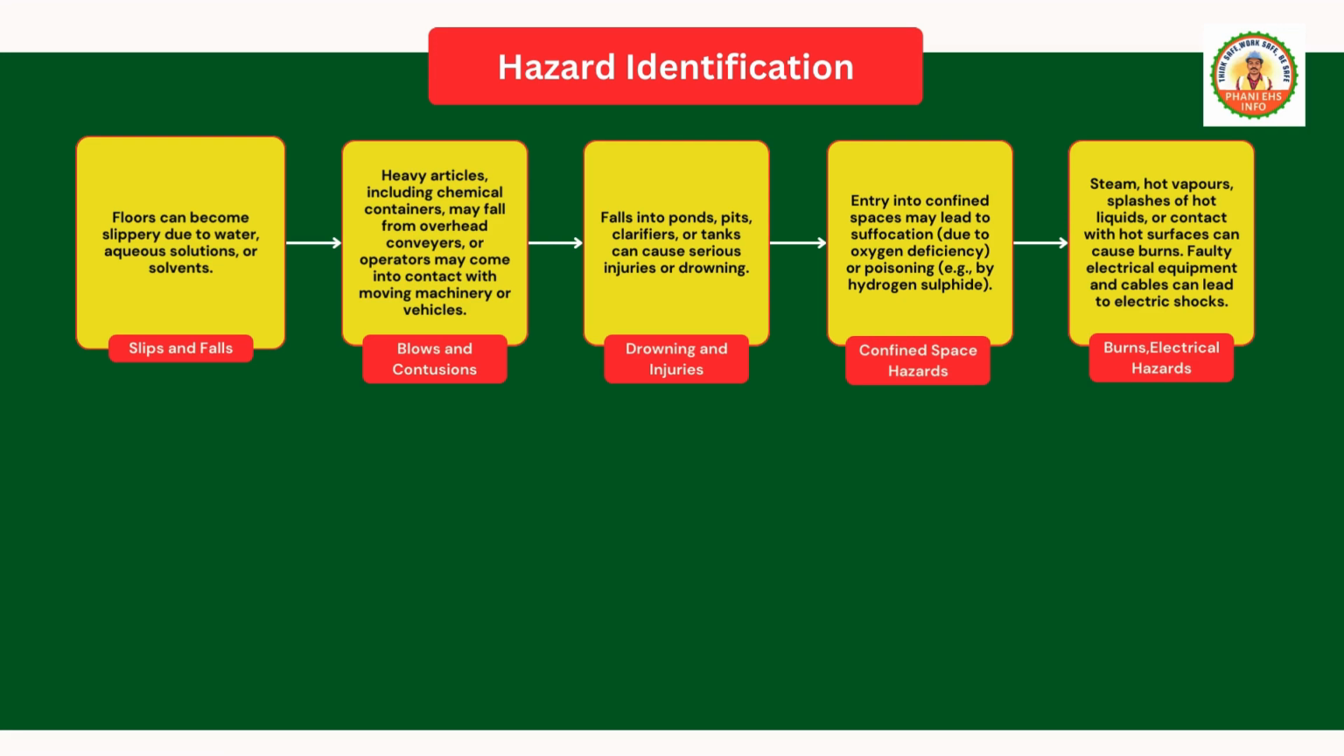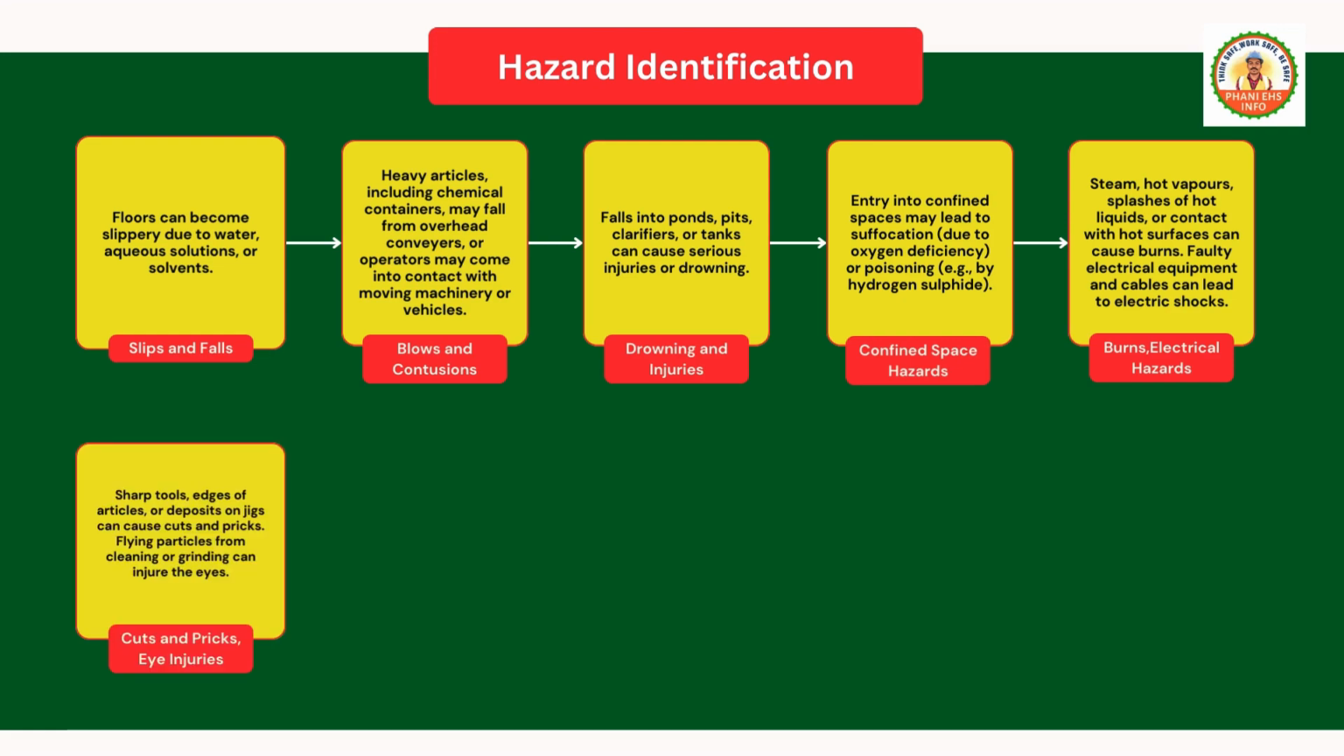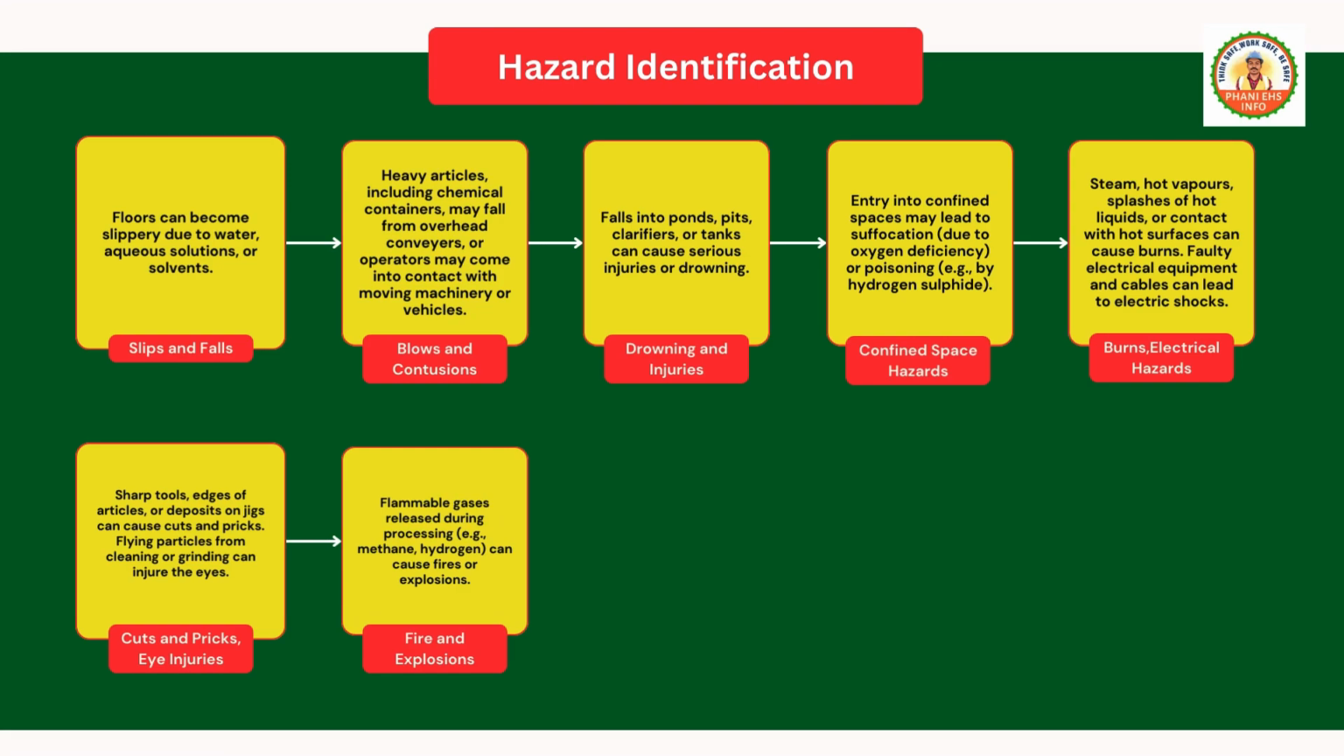Electrical hazards. Faulty electrical equipment and cables can lead to electric shocks. Cuts and pricks. Sharp tools, edges of articles, or deposits on jigs can cause cuts and pricks. Eye injuries. Flying particles from cleaning or grinding can injure the eyes. Fire and explosions. Flammable gases released during processing, for example methane and hydrogen, can cause fires or explosions.